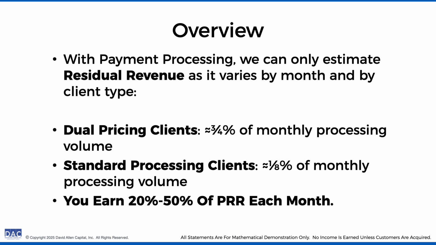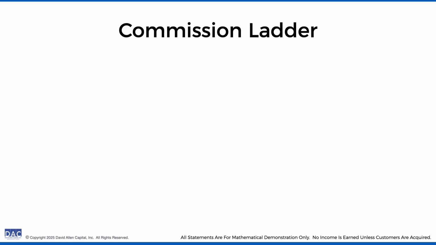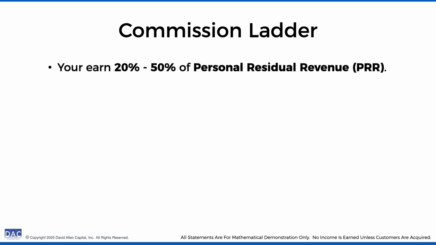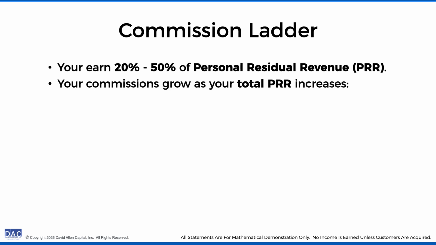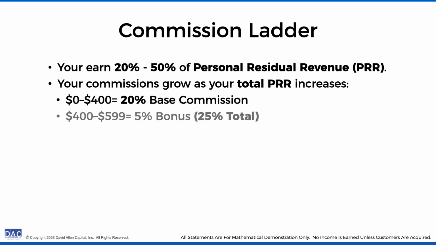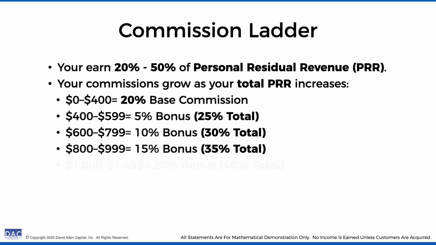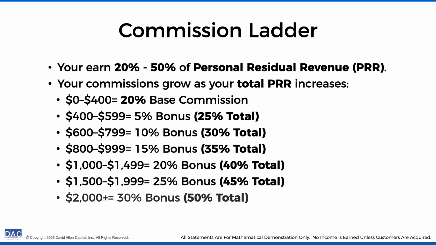So let's look at the ladder first, the 20 to 50%. Maybe you already know this, we'll just go through it quick. You get a base commission of 20% residually, and then you can get bonuses up to 30% to get to 50% total of the monthly residual revenue. So your commissions grow as all of your customers combined, total residual revenue monthly grows. You all get 20% base commission, but once all your customers combine equal 400, you get a 5% bonus, you'd be at 25%. And once you're at 2,000 monthly residual revenue between all your customers, you get a 30% bonus, so you'd be at 50% total, all right?